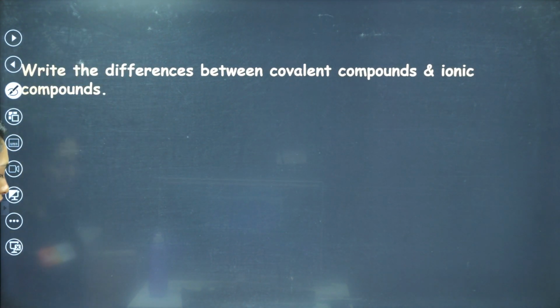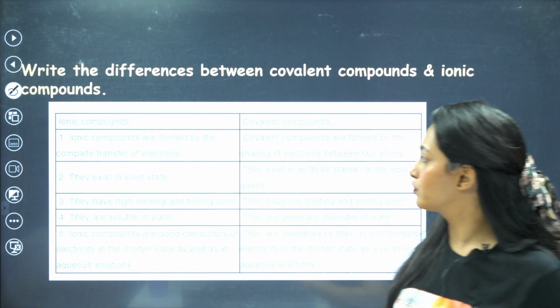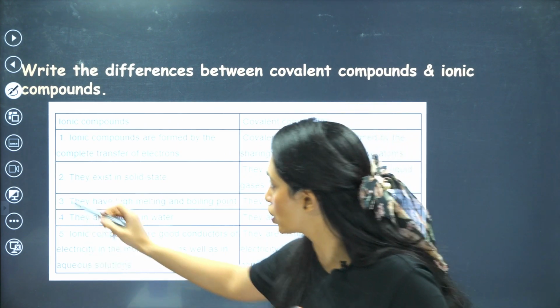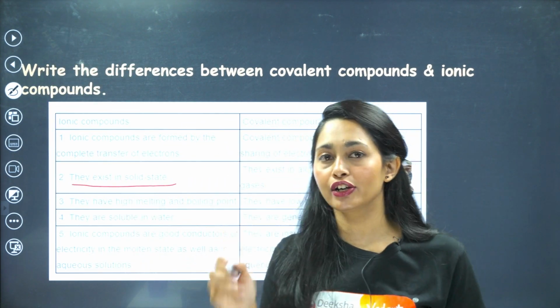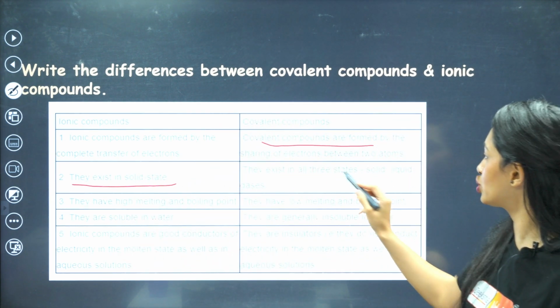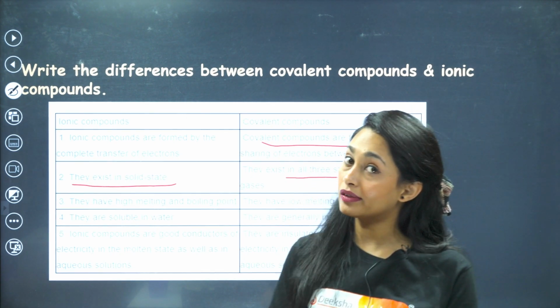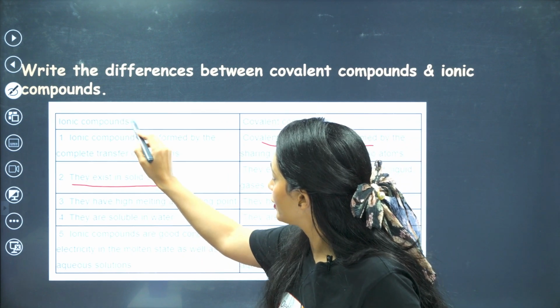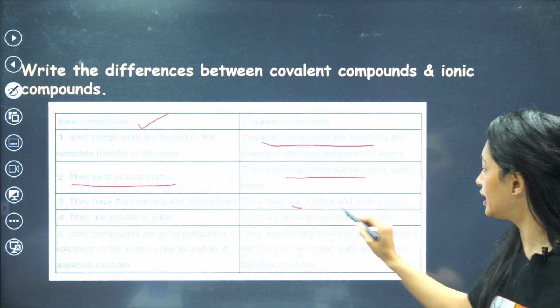Let's discuss that. Ionic compounds are formed by complete transfer of electrons. They usually exist as solids at room temperature. Covalent compounds are formed by the sharing of electrons between two atoms. They exist in all three states: solids, liquids and gases. Ionic compounds have high melting and boiling points, while covalent compounds have low melting and boiling points.